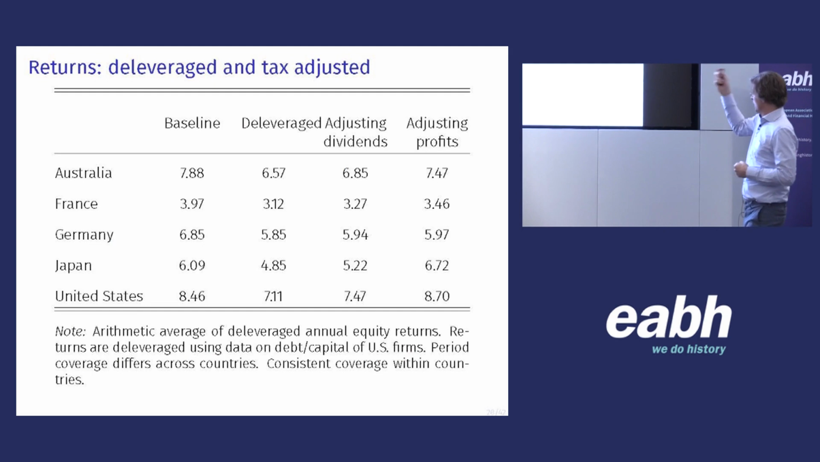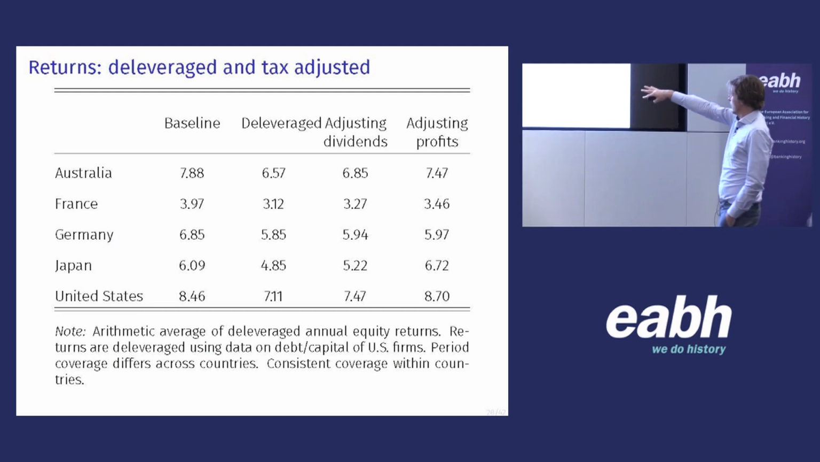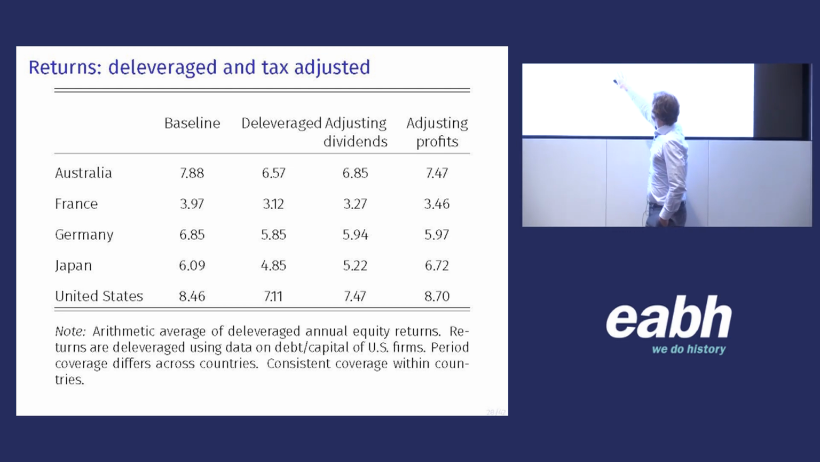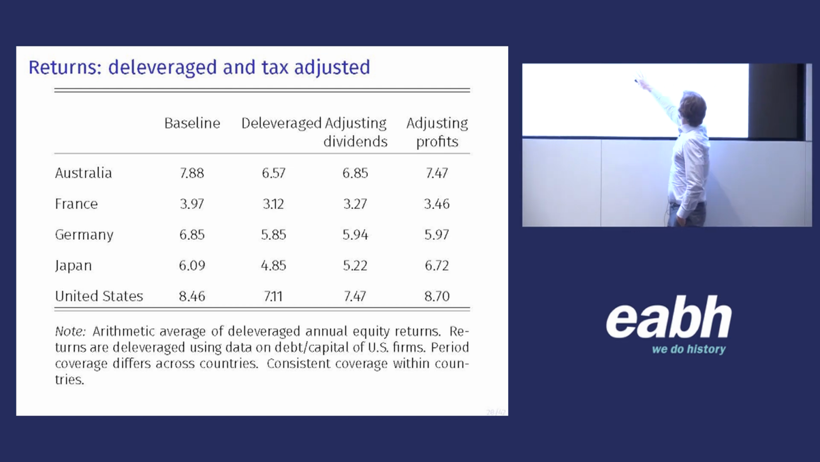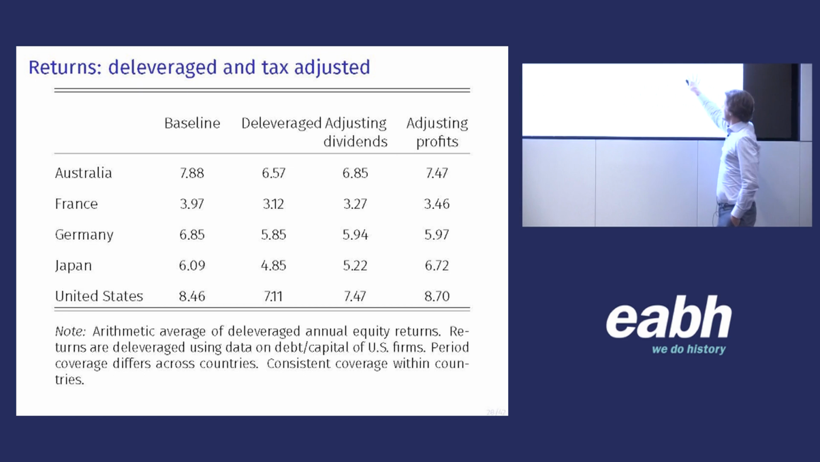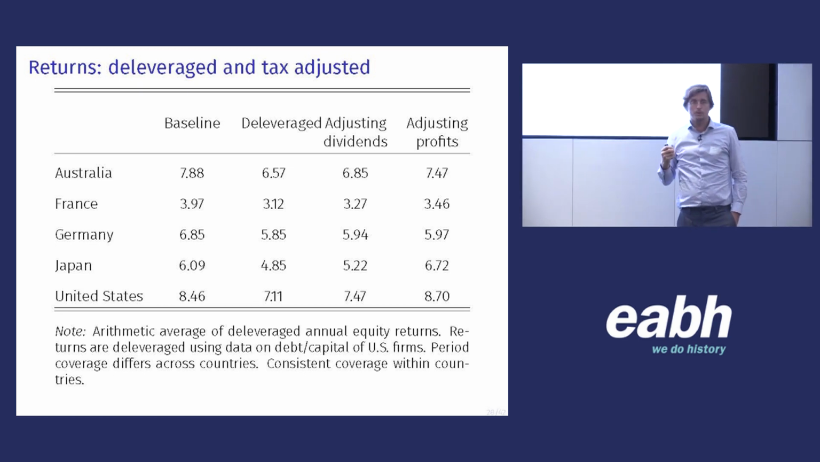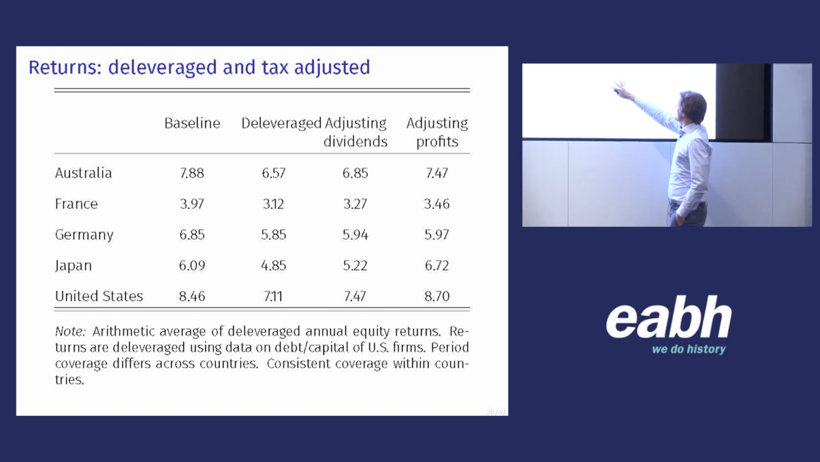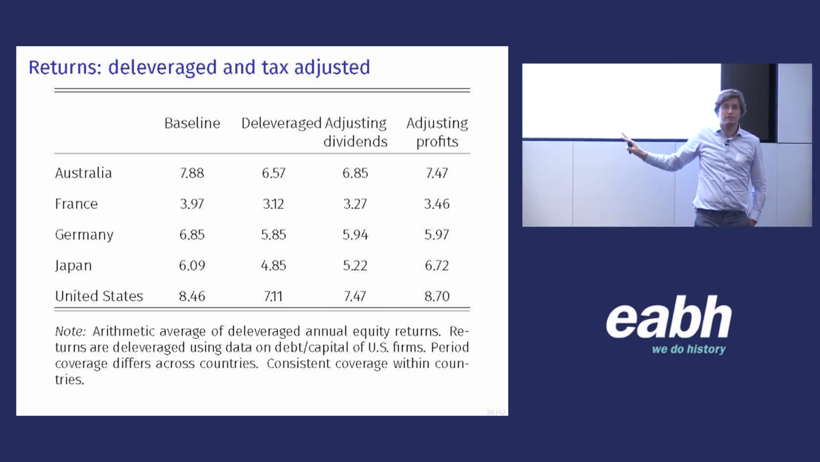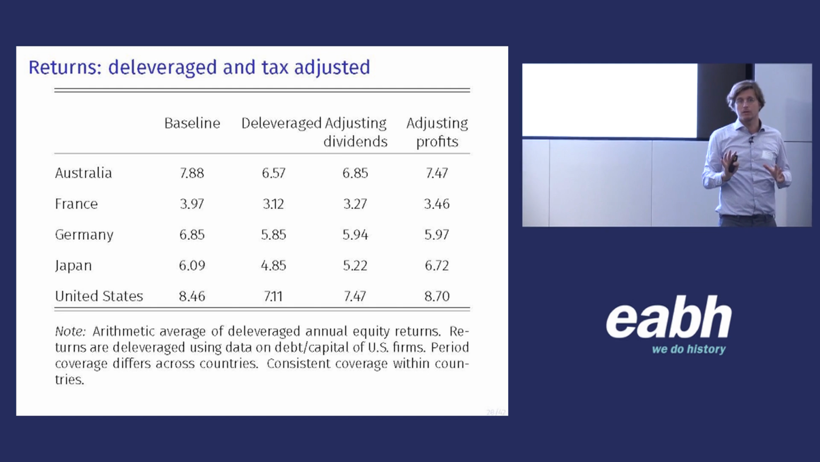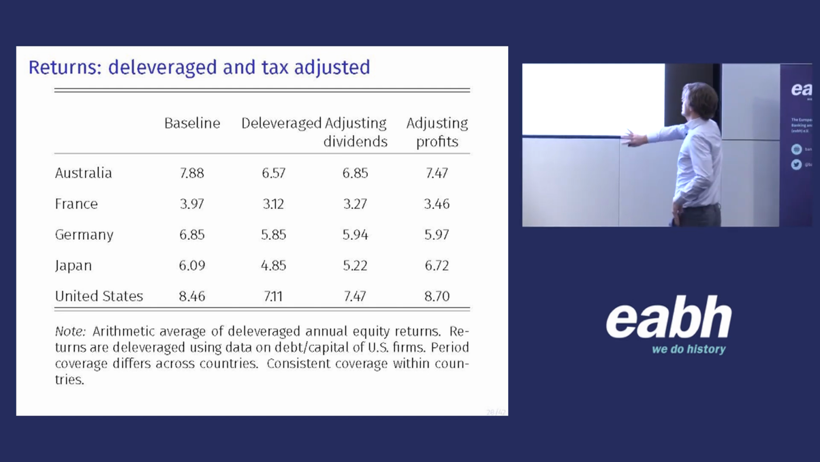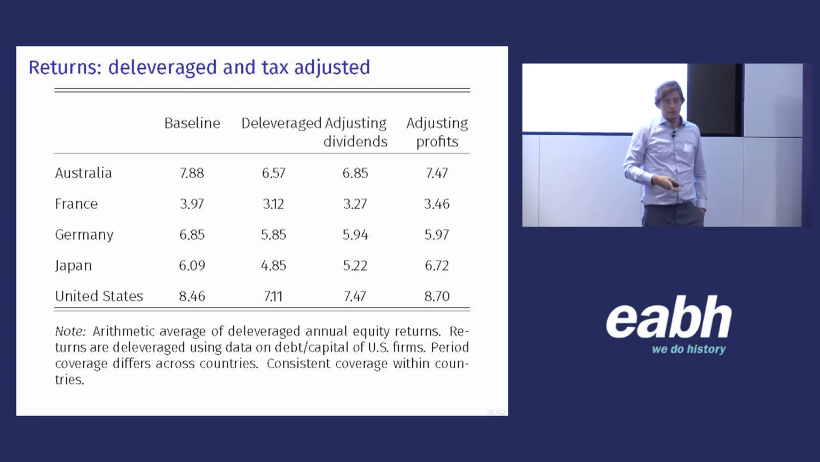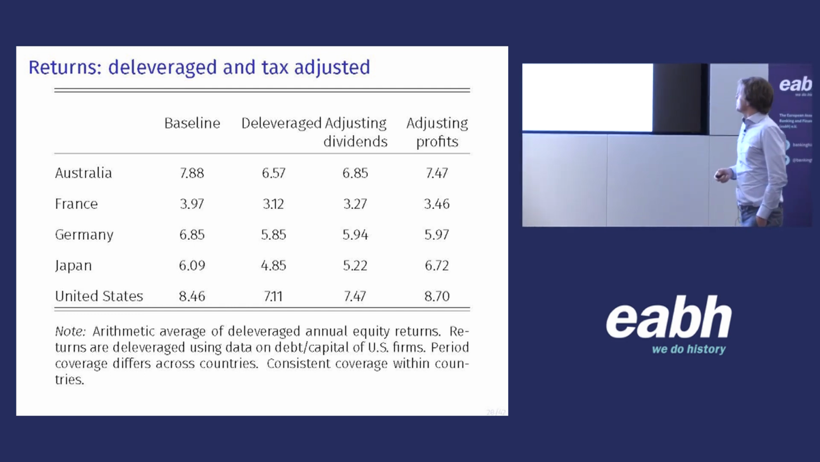So we do this here. These are on the left hand, our baseline equity returns. Let's only look at the US, 8.5. If we de-lever them, they are only 7. If we adjust the dividends and adjust the profits for the effect of corporate taxation, they go back up to where we originally were. But the point is the leveraging effect and the tax effect roughly wash out in most countries. So these baseline equity returns, we can take them at face value, and they're not distorted in any major way.